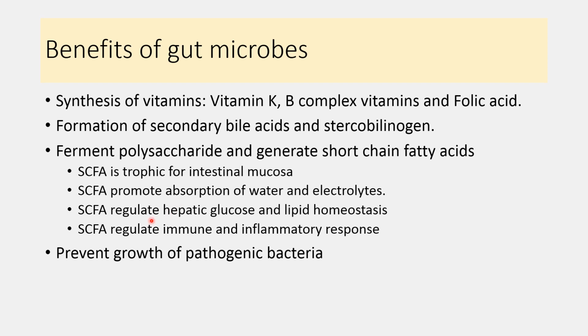Short chain fatty acids regulate hepatic glucose and lipid homeostasis. They also regulate immune and inflammatory response. And gut microbes also prevent growth of pathogenic bacteria. They act on Paneth cells in the intestinal crypt and increase secretion of bacteriostatic and bacteriolytic products, and it limits the growth of pathogenic organisms in the large intestine.